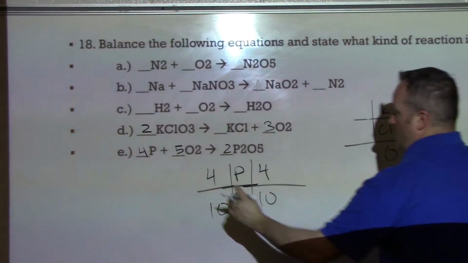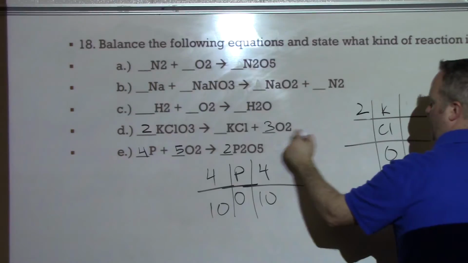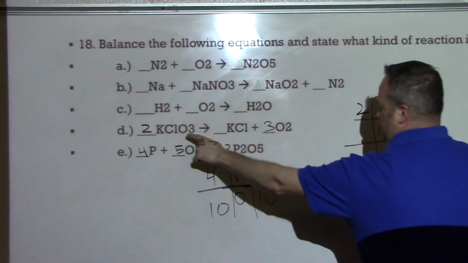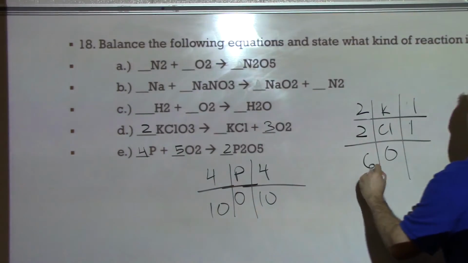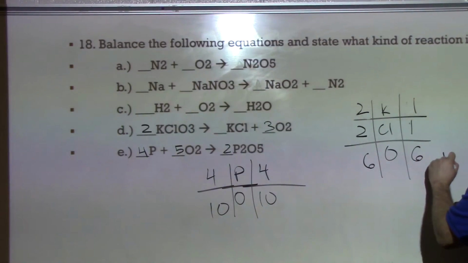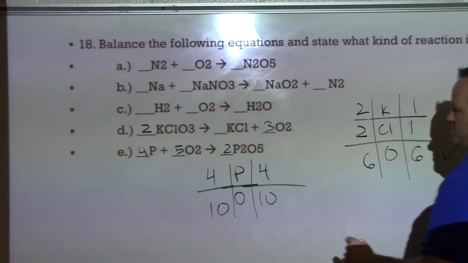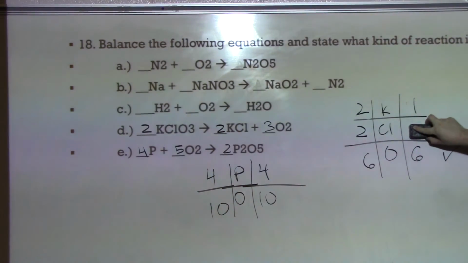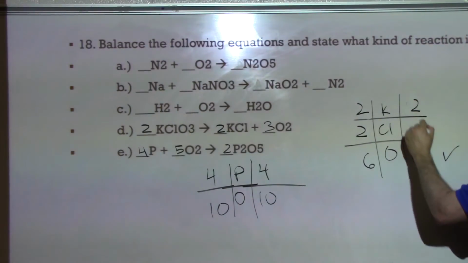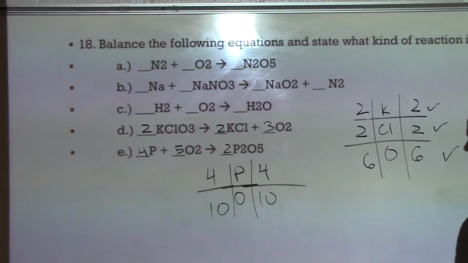Alright, so I have 2 potassium, I have 1 potassium. I have 2 chlorine, I have 1 chlorine, and then I have 6 oxygen and 6 oxygen. So my oxygen is balanced. In order to balance the equation, I'll place a 2 here, and that will change both of these elements to 2 atoms each, rendering my equation balanced.